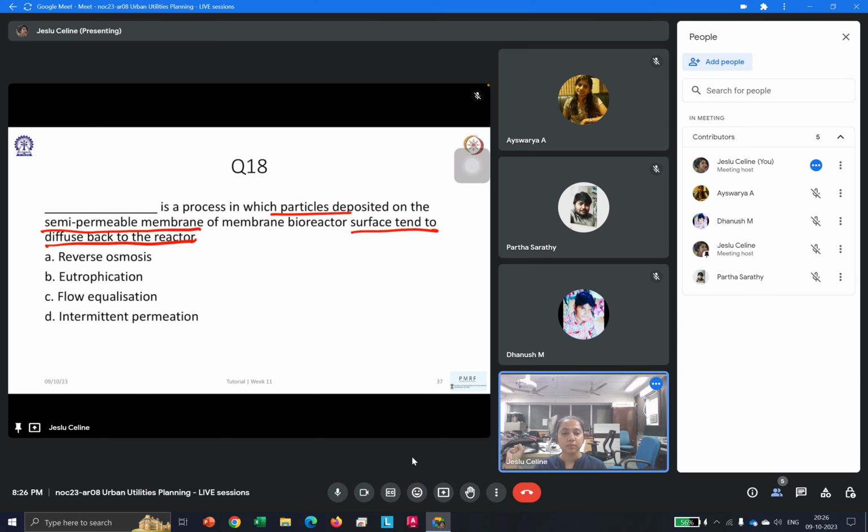Any guesses? Let's go option by option. Is it reverse osmosis? What is osmosis? We've learned this in school. Even if you've not seen the lectures, we should be able to answer this. What is osmosis? When any liquid is allowed to pass through a semi-permeable membrane, it's called osmosis.